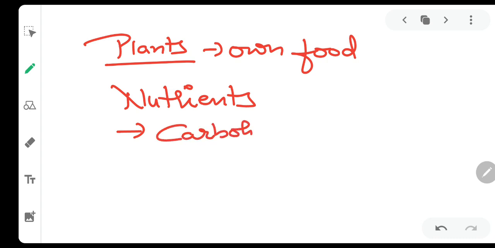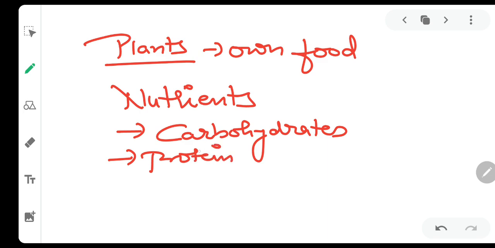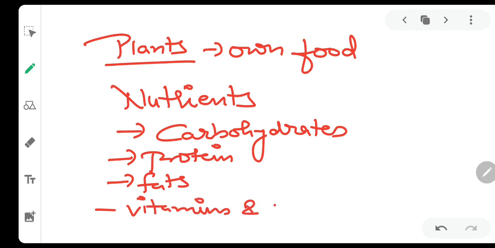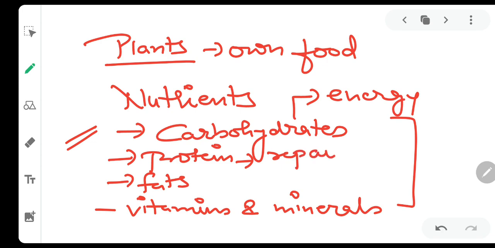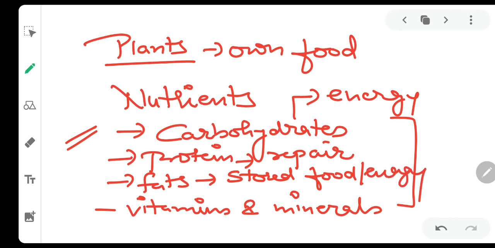These are carbohydrates, a very important nutrient, protein, fats, vitamins, and minerals. We had studied these in detail in class 6th, in the second chapter, that is components of food. Carbohydrate provides us energy. It is required for growth, also for repair. Fat is for different types of stored food or energy. Vitamins and minerals keep us safe from different diseases.